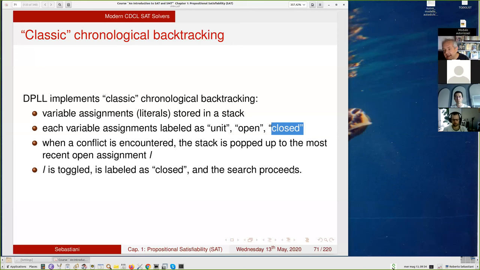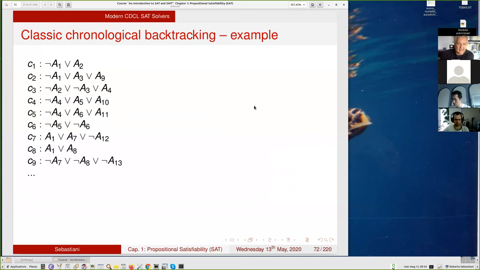This is nothing else than an iterative version of the DPLL algorithm we have seen yesterday. Unfortunately, this has some drawbacks. In 1995, Silva and Sakallah realized that there was something wrong in that. In order to understand this, I will show you an example.